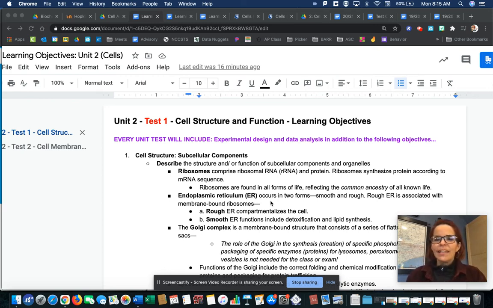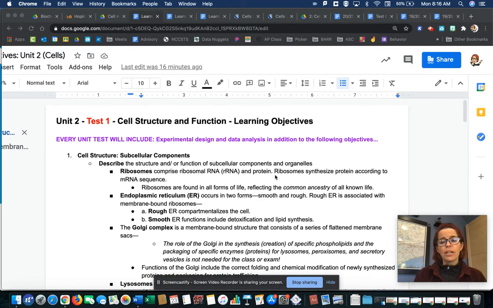All right, hi everybody. Today we're going to talk about the learning objectives that are printed by the College Board for your cell test on part 1. There is a second cell test that comes at the end of these, so you'll skip that. But we're just going to talk about these learning objectives right now.